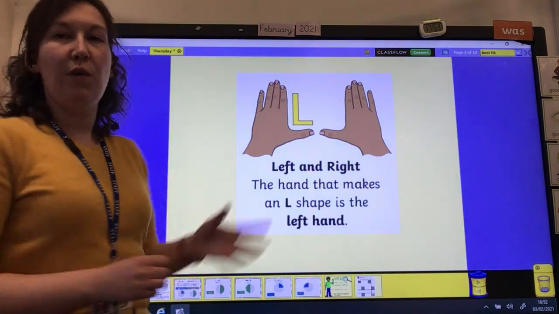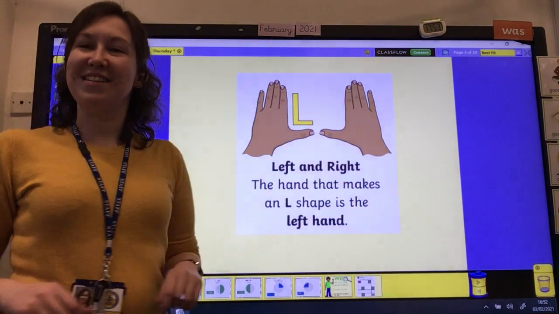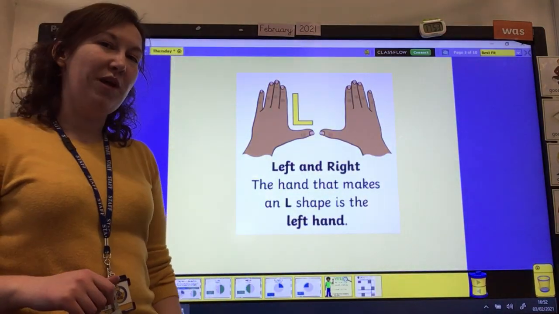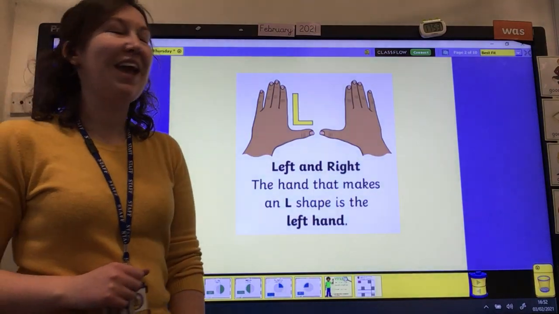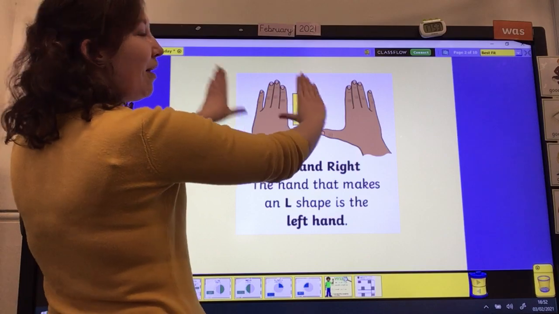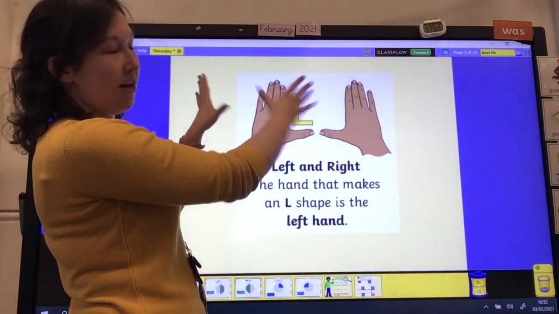So can you all give me a wave with your left hand? Well done. And now with your right hand, can you all give me a wave with your right hand this time? Okay, fantastic to everybody who has remembered left and right. Remember, you can do this whenever you need to think about directions.